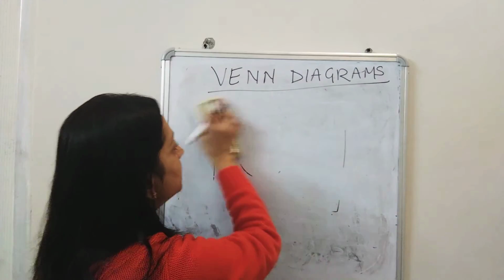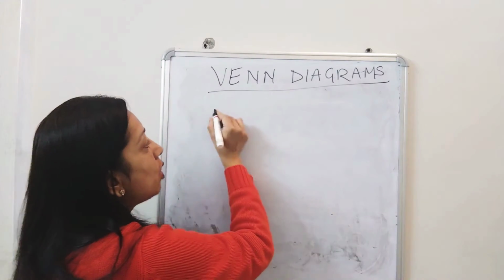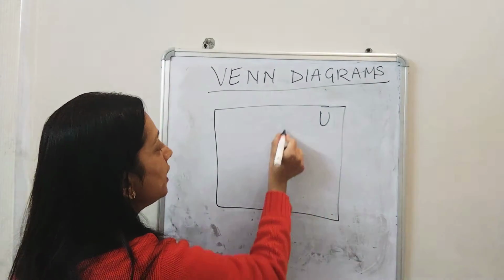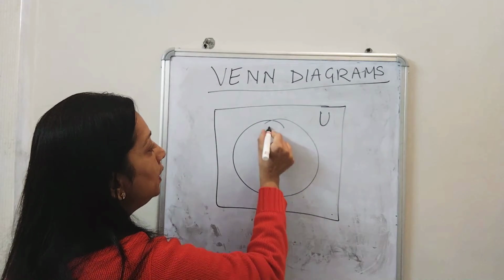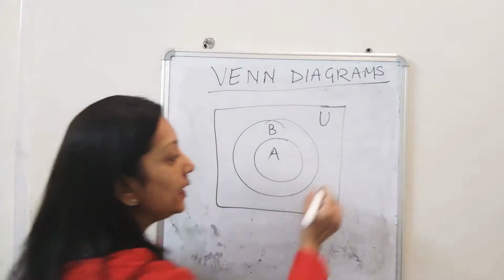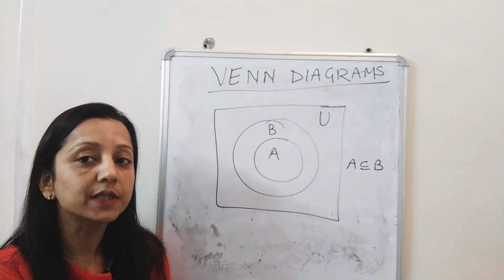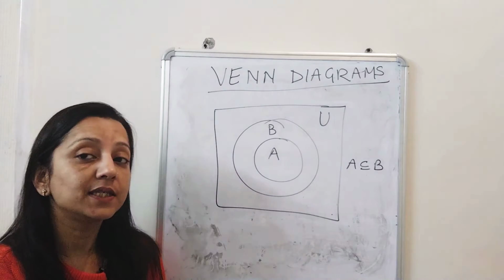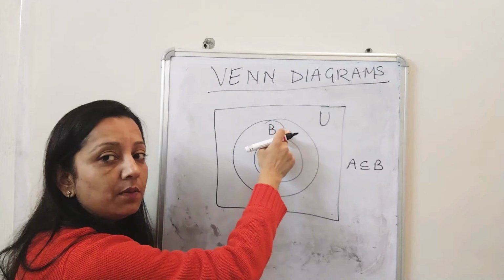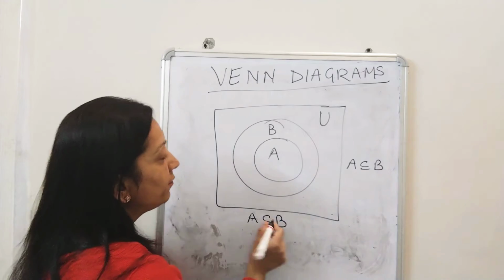We will see some examples. Say for example, if I want to say that A is a subset of B, so how will I say that using a Venn diagram? Here you have the universal set, then you have a disk B, and within it you have a disk A. Now I said A is a subset of B. That means all the elements of A are contained in set B. Or in other words, I can say A is contained in B or B contains A. So this is a Venn diagram of A is a subset of B.